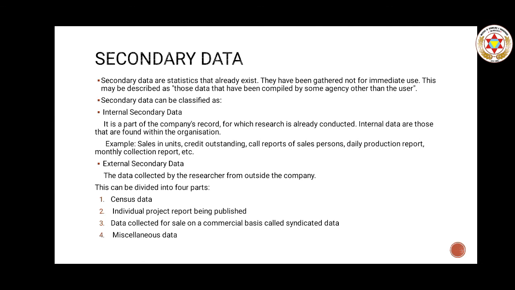Now, external secondary data are the data collected by the researcher from outside the company, and this can be divided into 4 major parts. This can be census data, or individual project reports that are published, or data collected for sale on a commercial basis, what we call syndicated data. The data can be miscellaneous data also.